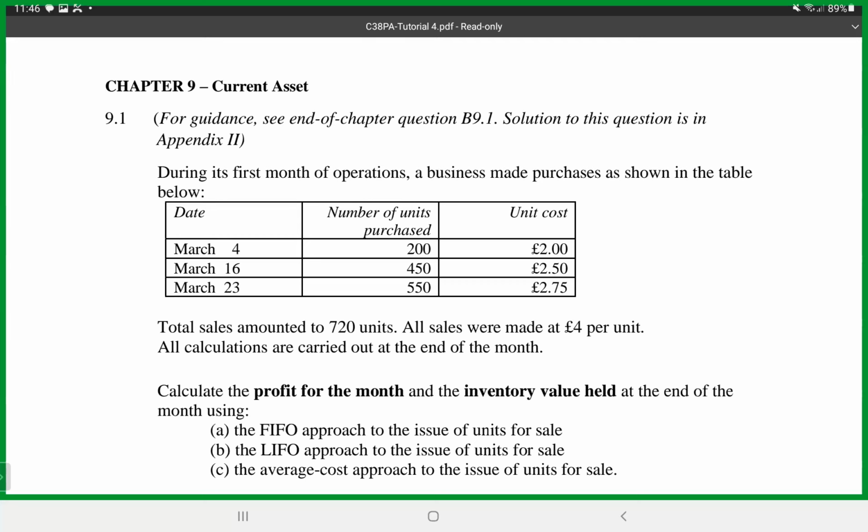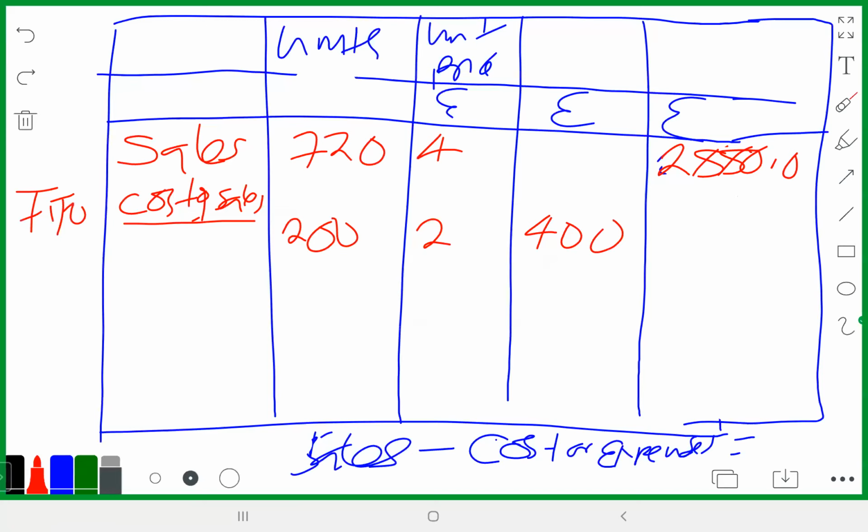In this case, 200 is no longer there in our storehouse. We just have those that came on the 16th. They are 450. So we want to issue 520, isn't it? So we have to issue the whole 450 at its price, because this is first in, first out. So we are issuing the whole 450 at what price?